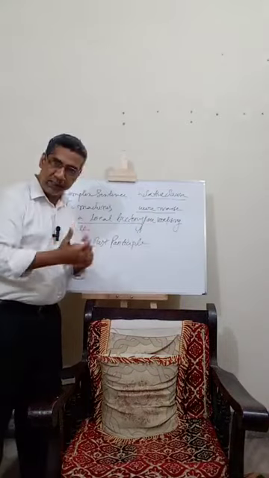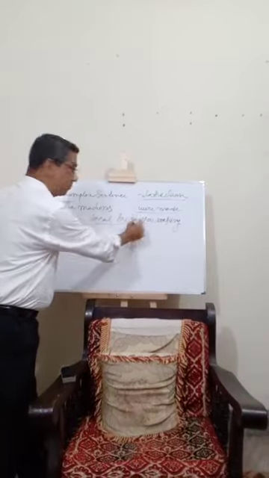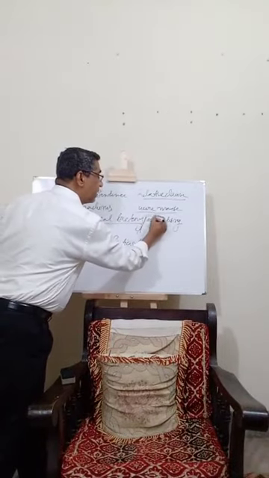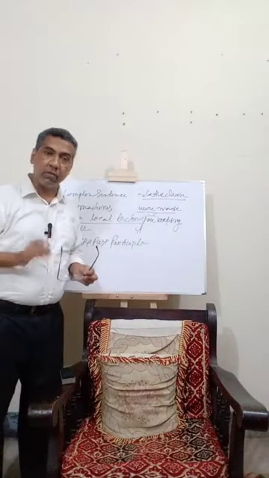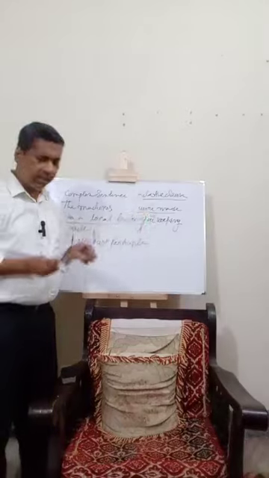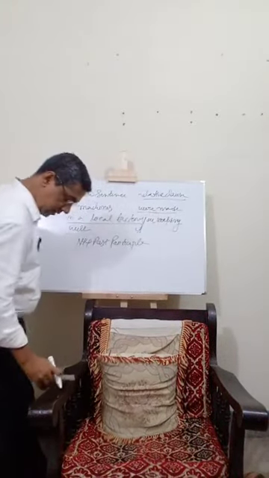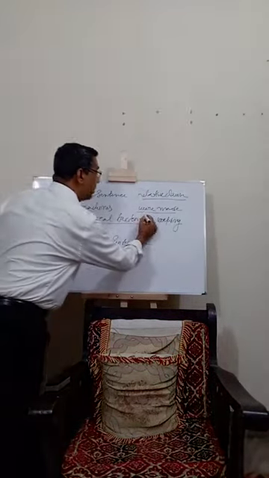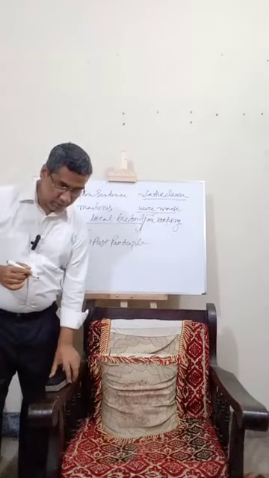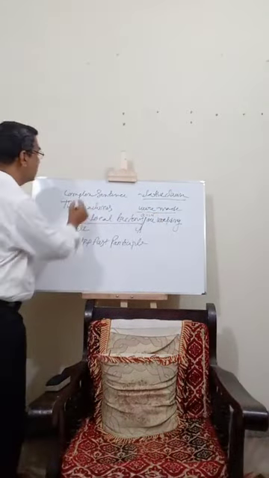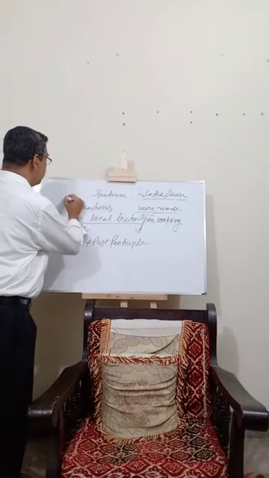But if I use any connector, like "the machines were made in a local factory and", if I say "and", then this is a compound sentence because "and" is the connector. Once again I am telling here, "and" is the connector. So this is a compound sentence.